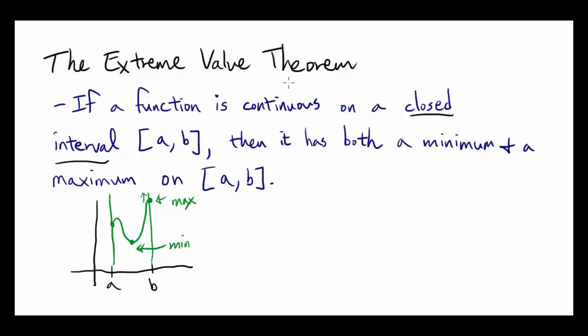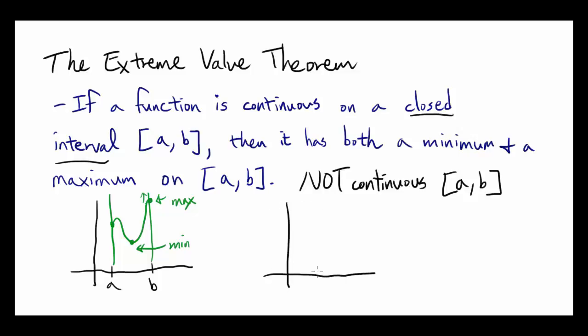And as the extreme value theorem states, you are always going to be able to find the minimum and the maximum of the function if it's continuous on the closed interval AB. What if the function is not? What if the function is not continuous on the closed interval AB? Would it have a minimum and a maximum?